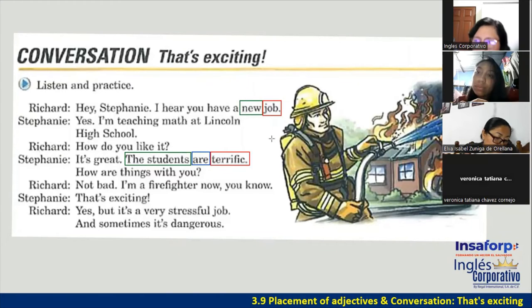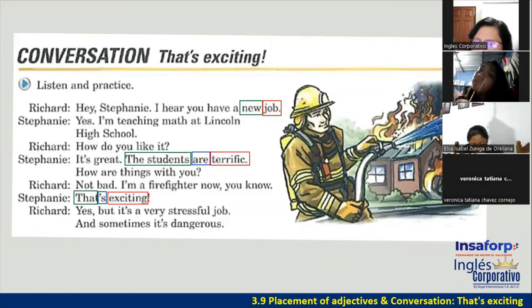Okay, how are things with you? Not bad. I'm a firefighter now, you know. That's exciting, right? So again, let's take a look in here. We have the adjective, which is exciting, right? We have here the verb be. And we have also the subject. En este caso, un that. Eso, ¿verdad?